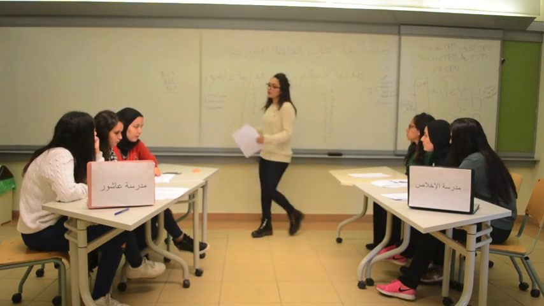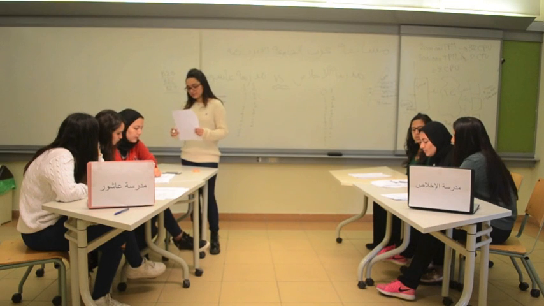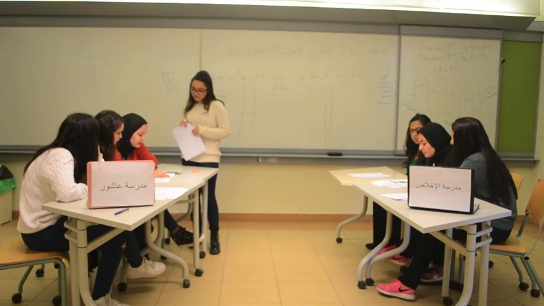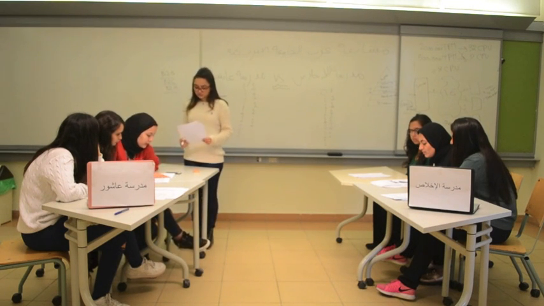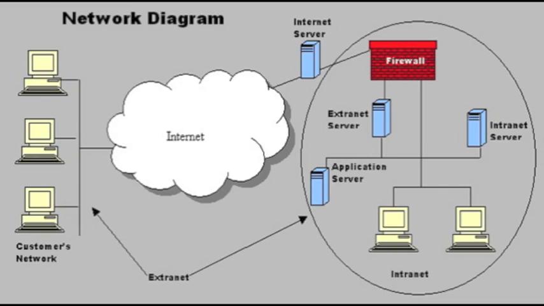Question 4. What is a firewall? It's a device or set of devices designed to permit or deny network transmission. This diagram emphasizes the difference between internet and intranet, while companies use firewalls between the two connections to increase their security.